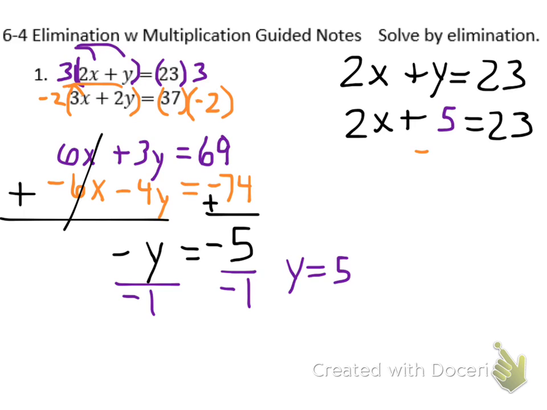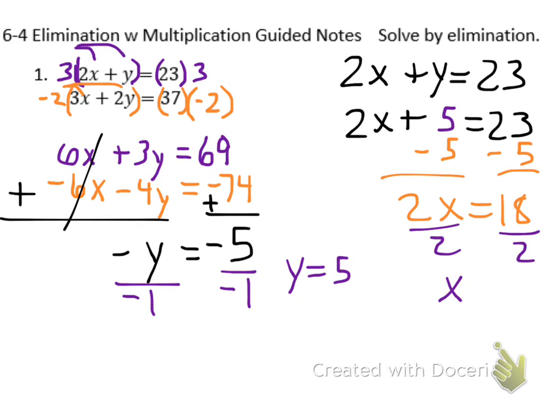From here, it's a two-step equation, subtract 5. So you get 2x equal to 18. To get rid of multiplying by 2, divide by 2. And so x is 9. Put it together as an ordered pair, x, then y.